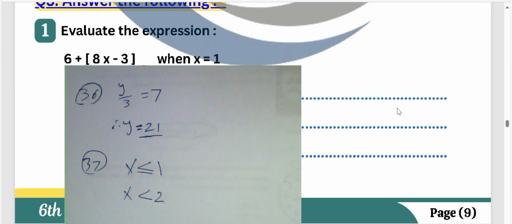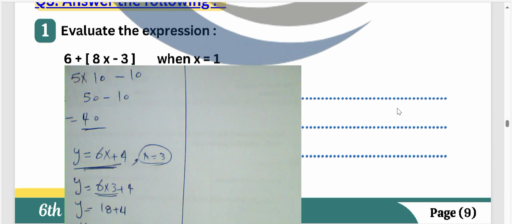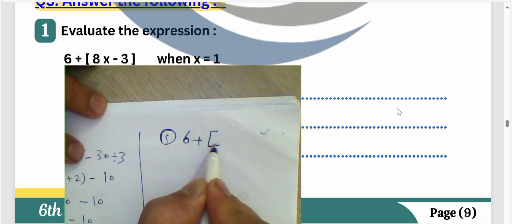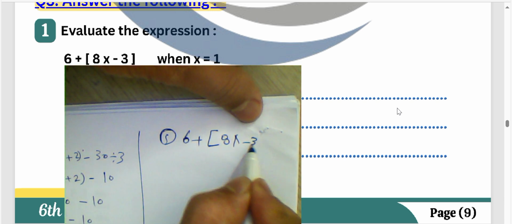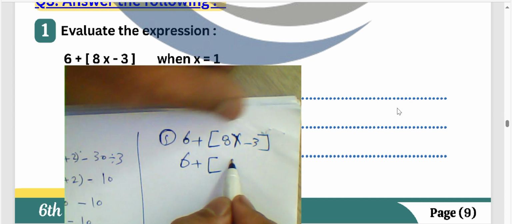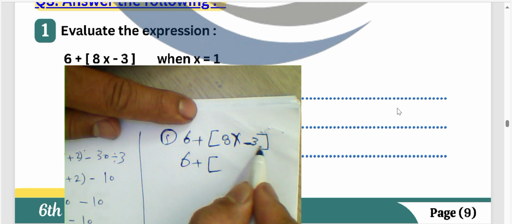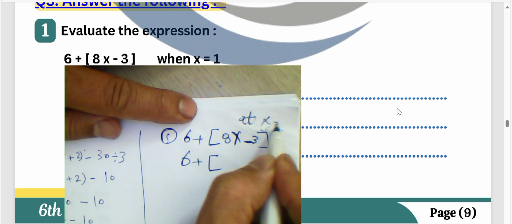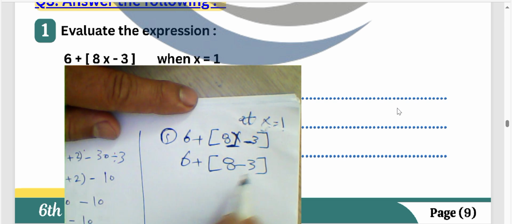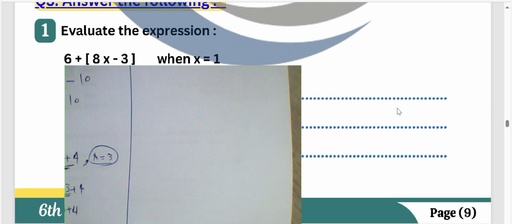Evaluate the expression when x equals 1. We have 6 plus 8x minus 3 at x equal to 1. Put x equal to 1 here. 8 times 1 will be 8. Subtract 3. Then we can write 6 plus 8 minus 3, where 8 minus 3 will be 5. 6 plus 5 equals 11. Next question.